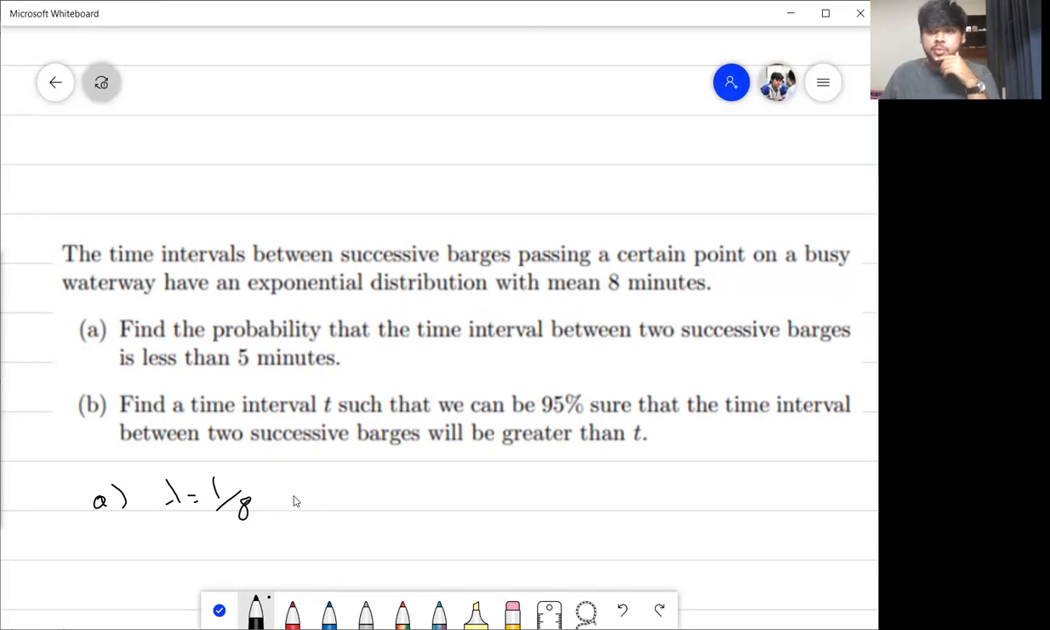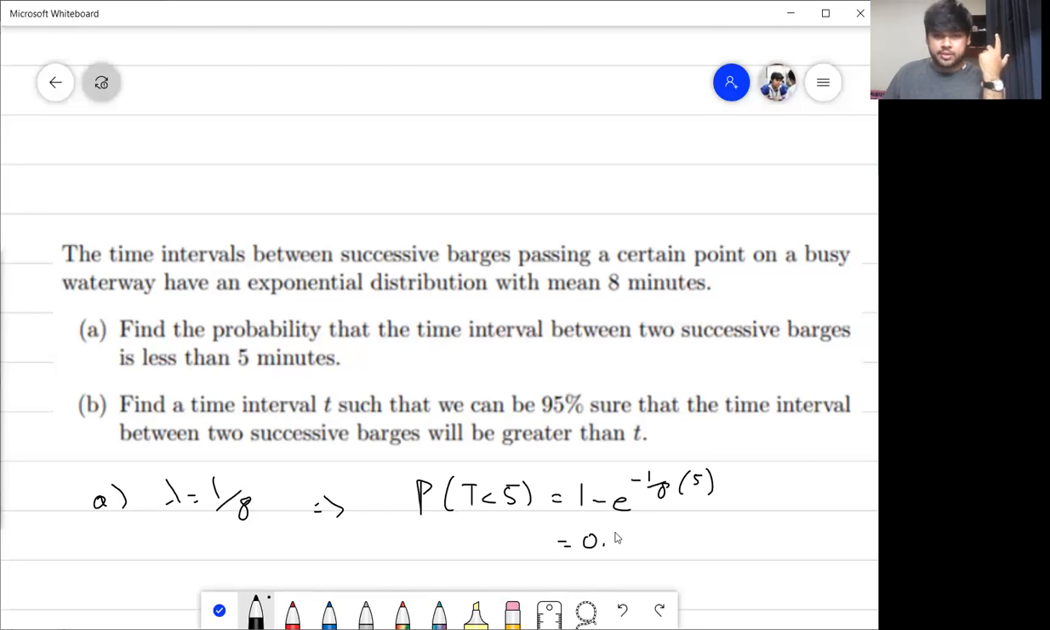Find the probability that the time interval between two successive batches is less than 5 minutes. Okay, so one thing I have to be careful of are the units. They've said the mean is 8 minutes, and what I'm supposed to find is 5 minutes as well. So the units are fine. I don't have to change anything. They said less than 5, right? So because it's less than 5, the formula should be 1 minus e to the power minus 1 upon 8 multiplied by 5. That should be around 0.46, I'm assuming. Yeah, that's it, 0.46.